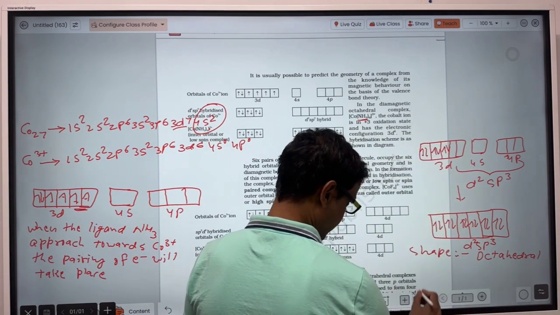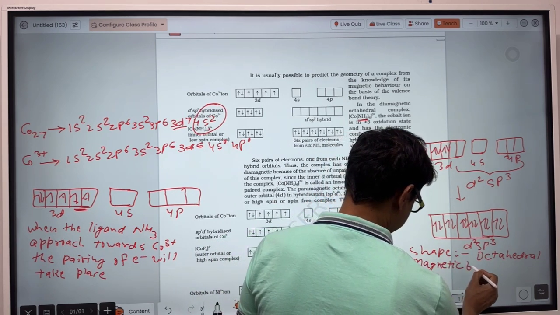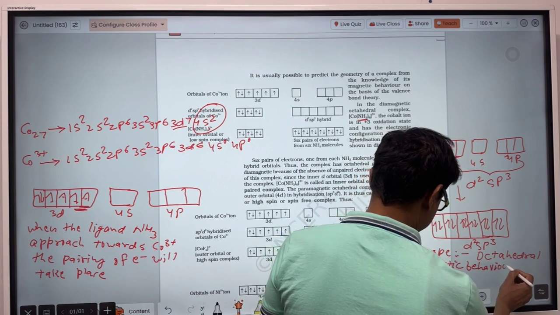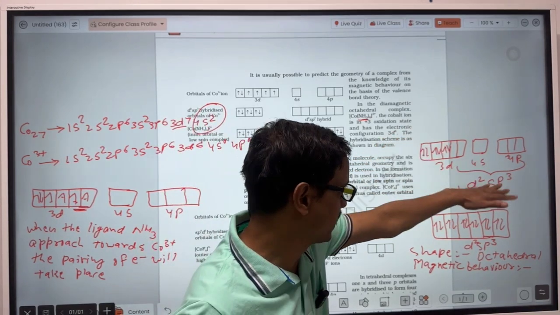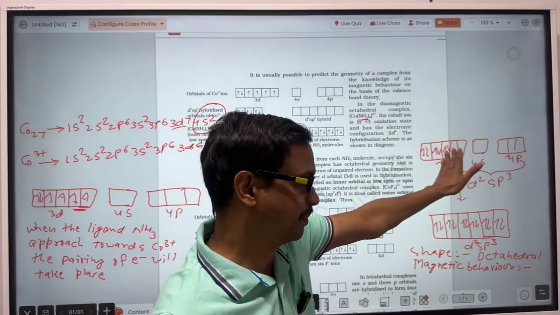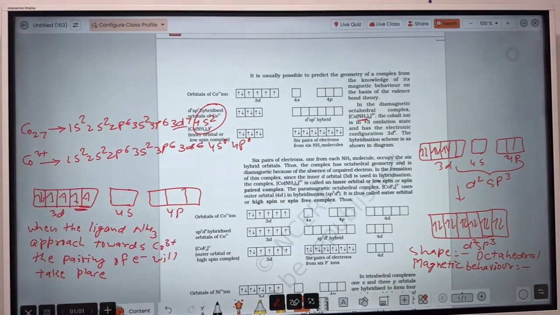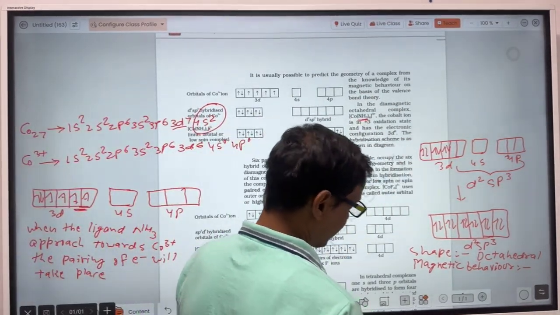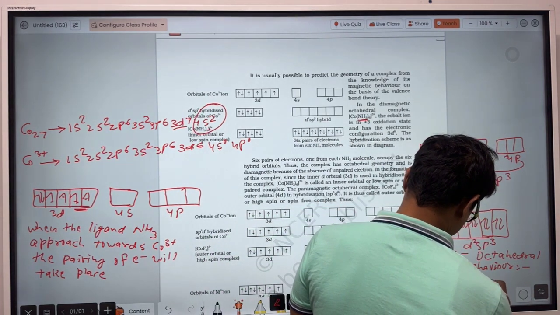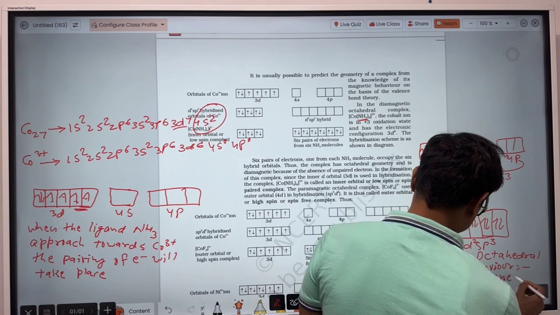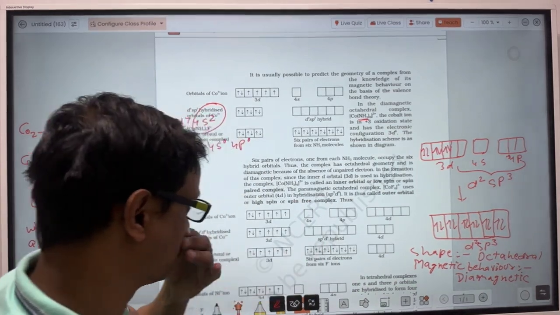Main here is shape and magnetic behavior. Magnetic behavior. Watch out here in the molecule. There is no unpaired electron. Here also, the electrons have been paired up. In the molecule, there will be no unpaired electron. So that's why this molecule will be diamagnetic.